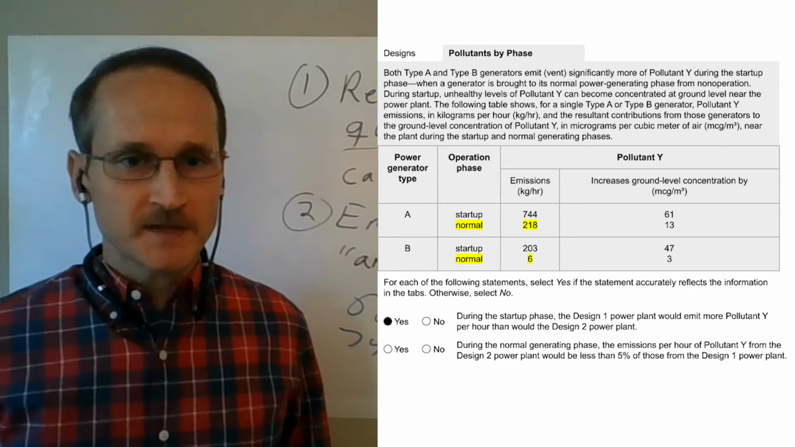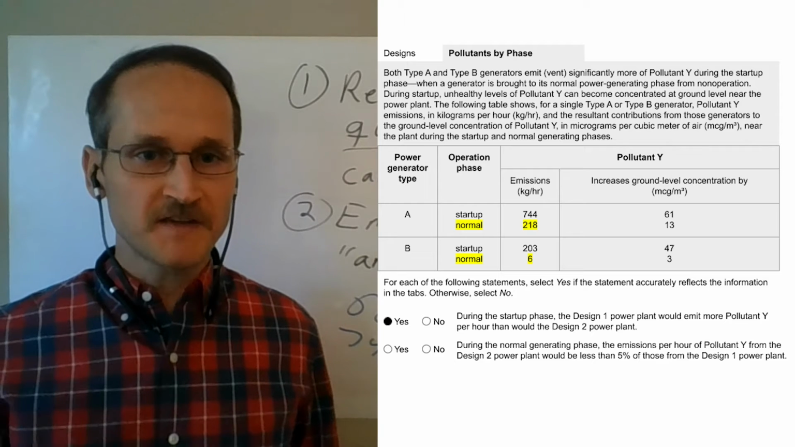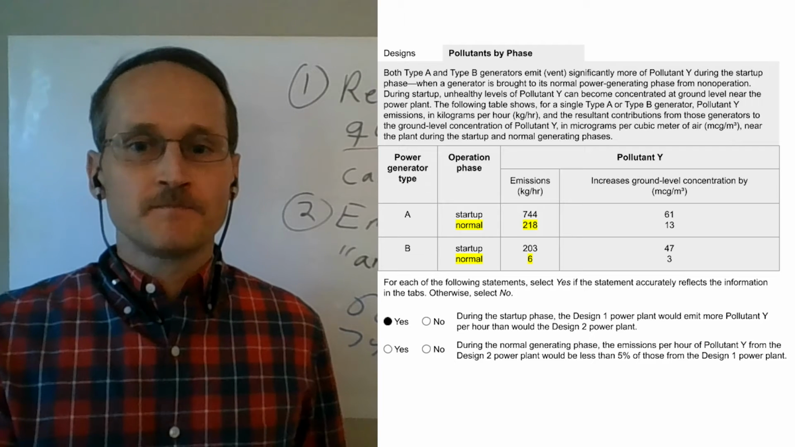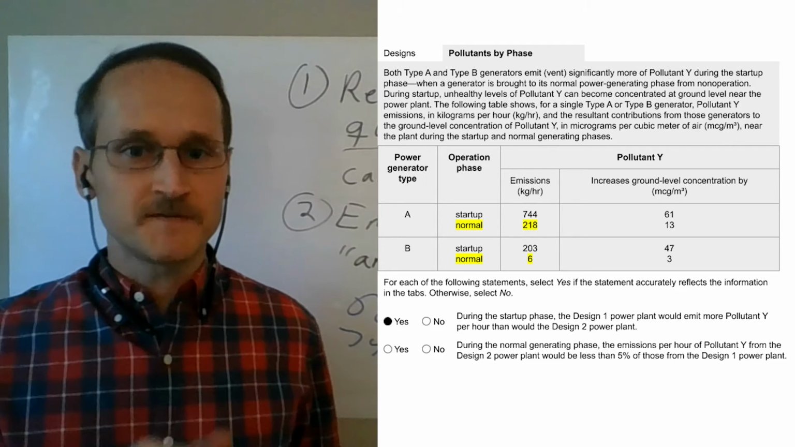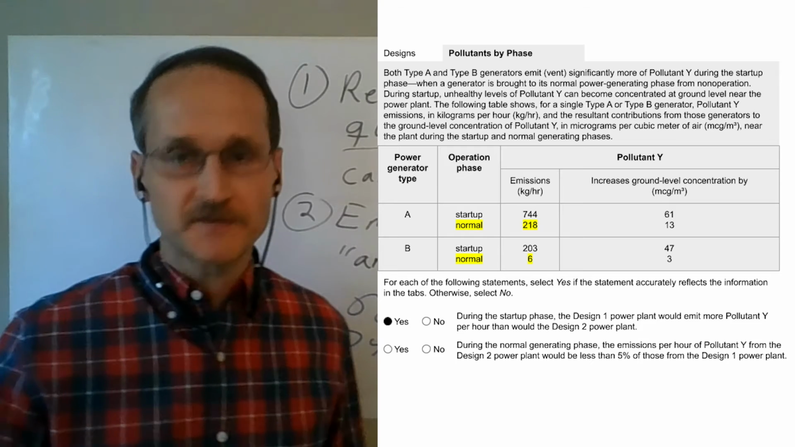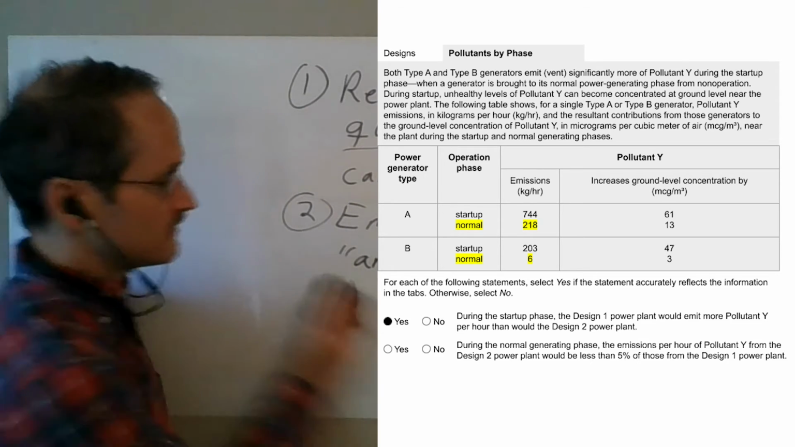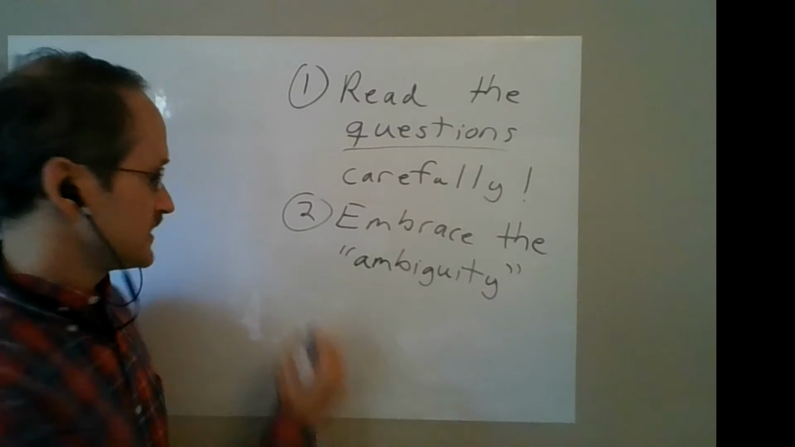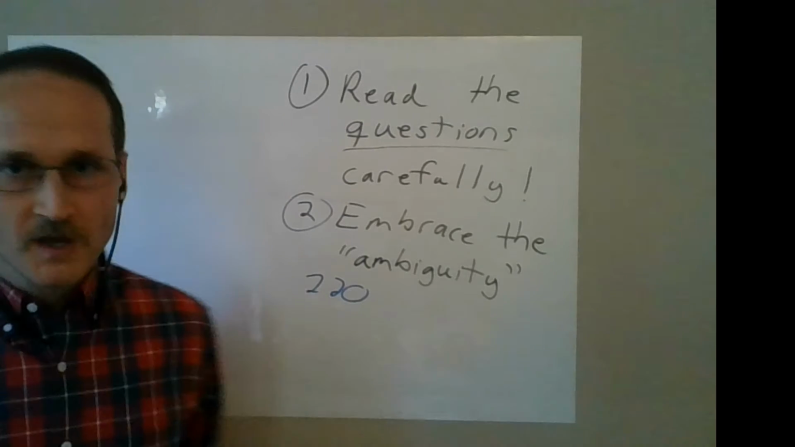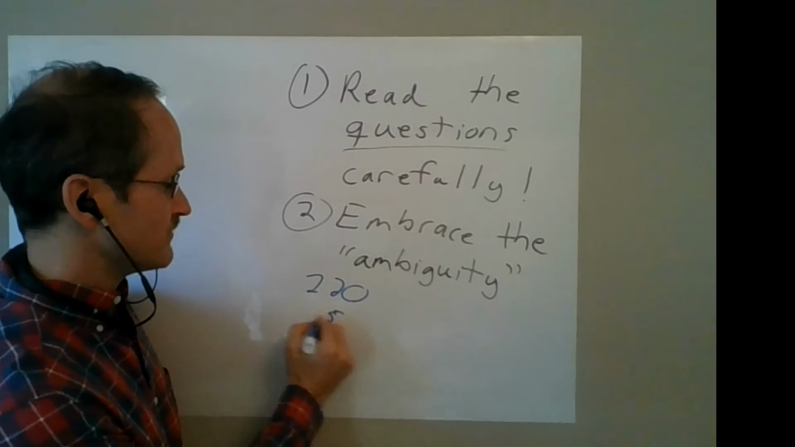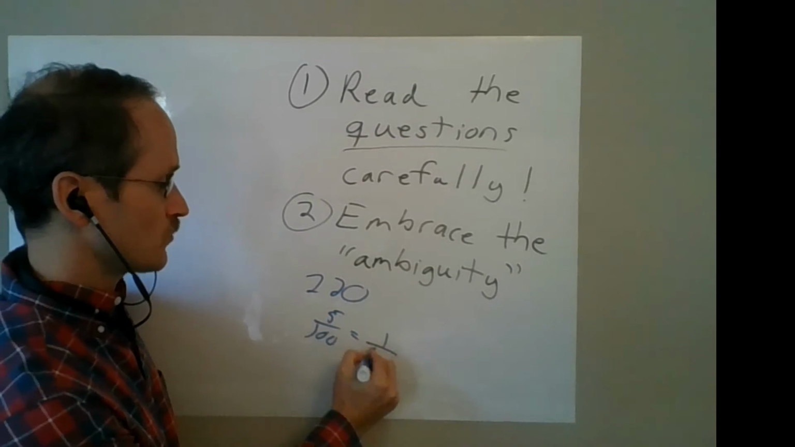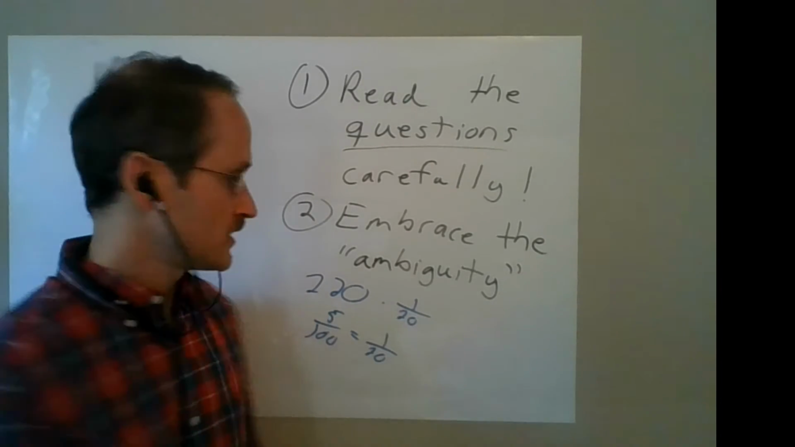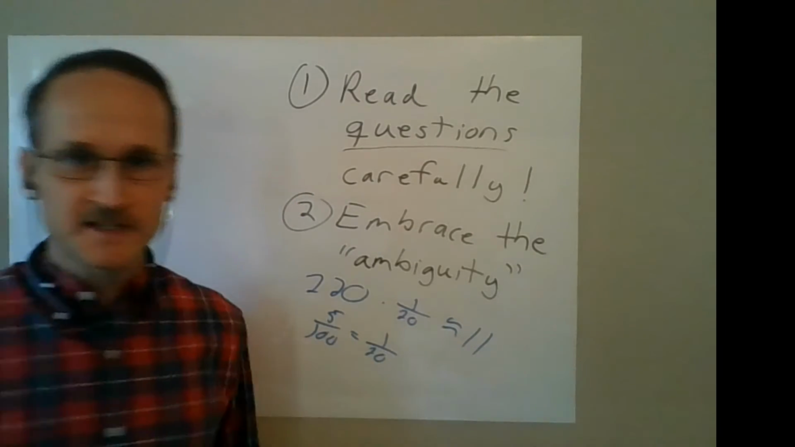Okay, second statement. This time we're talking about the normal generating phase. So again, 3 type B generators, and we're also asked to compare design 2 to 5% of the emissions from design 1. So first thing we have to do is find 5% of that 218. You could punch it in the calculator, or you could just estimate 218 is about 220. 5% is equal to 5 over 100, which reduces to 1/20th. So we're essentially dividing 220 by 20, which is a little bit less than 11.